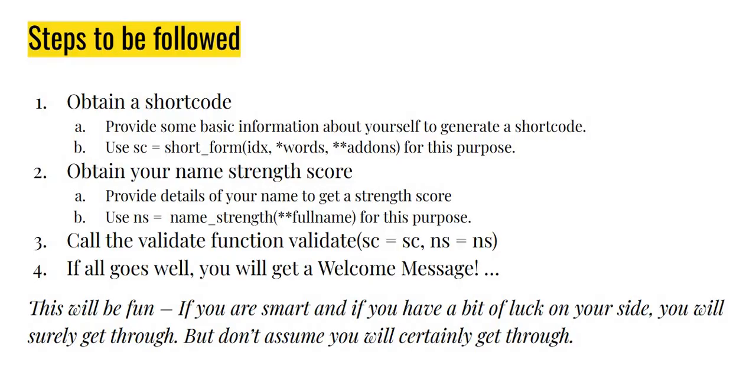Now, the steps that we'll follow is that we'll expect our player to first get a short code by providing some basic information about yourself. For example, a few words that describe you and so on. Then we'll obtain this name strength, so tell us about your name. We'll tell you how strong your name is. Again, this is just for fun. We will call a validate function, which will validate all the information that we have been collecting. And if all goes well, we will get a welcome message. Now, this is going to be fun. If you are smart and you have a bit of luck on your side, you will surely get through, but don't assume you will certainly get through. In fact, this process has to be made fun because things will even sometimes go wrong. So we'll see how things are handled that way.